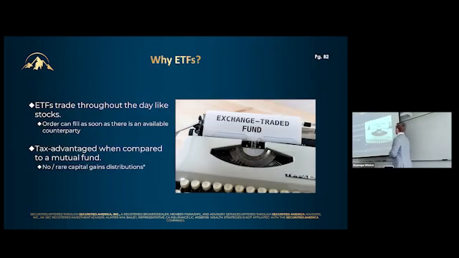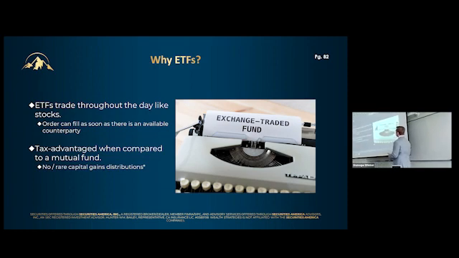Why might you want to use an ETF? So an ETF, like a stock, trades throughout the day. Like you can with a stock, you can watch the price of the ETF fluctuate up and down throughout the day. And whenever you place your order, as soon as there's an available counterparty to that order, it fills. If you are a little bit more active of a trader, or you just like looking for that better entry or exit, you might like ETFs.